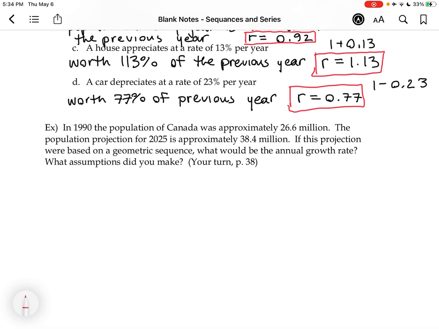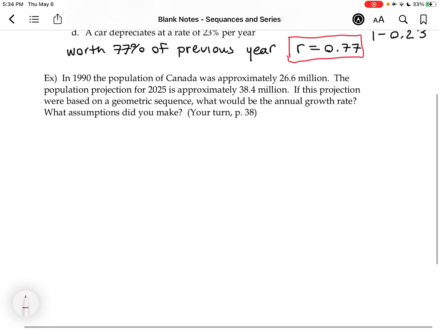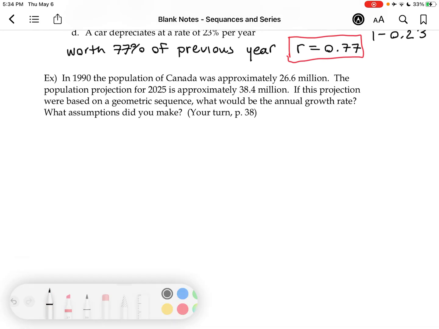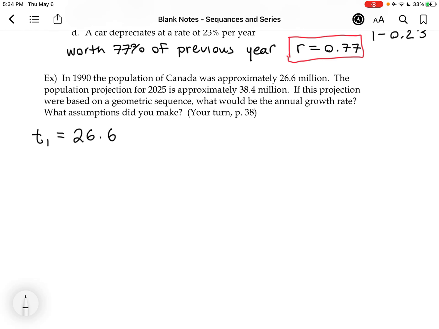Okay? In 1990, the population of Canada was approximately 26.6 million people. So that's T1. And by the way, you guys, population growth, whether it be bacteria or people or rabbits or whatever, is almost always exponential, meaning that it can fit into a geometric sequence. Okay, and this is in 1990.